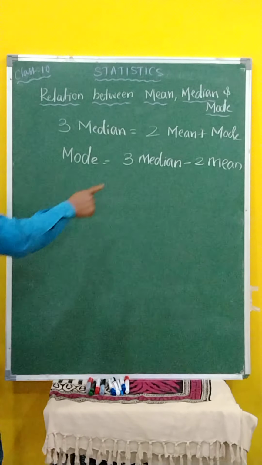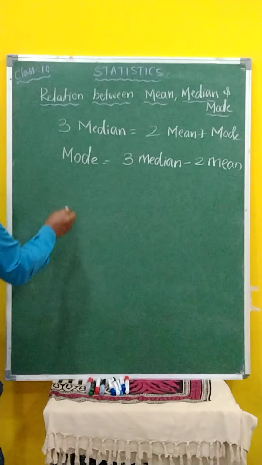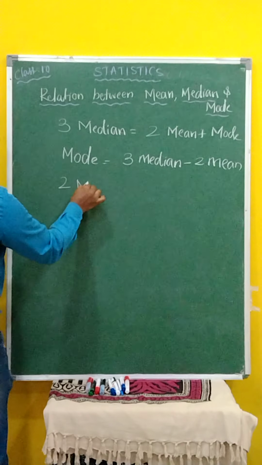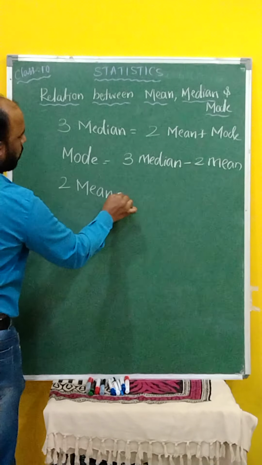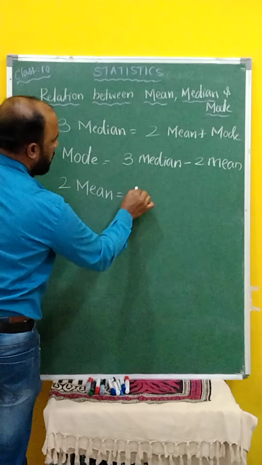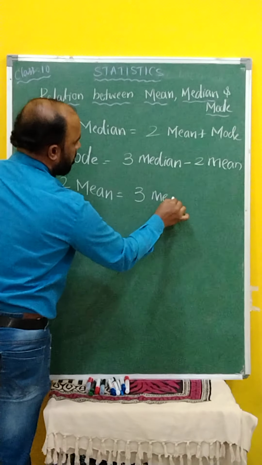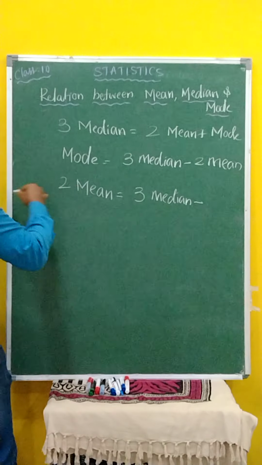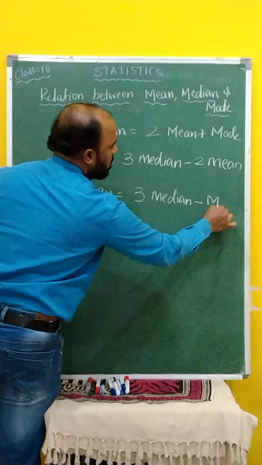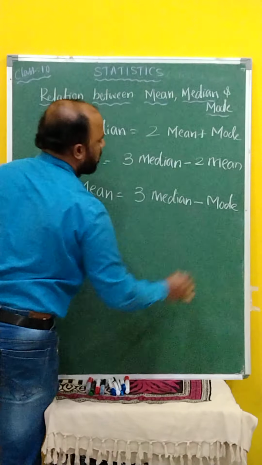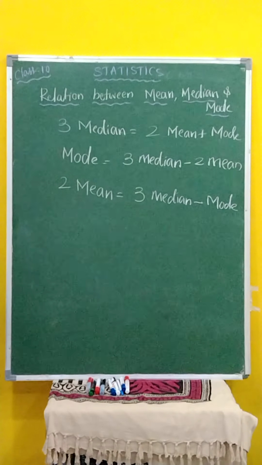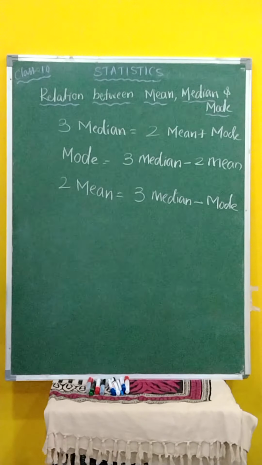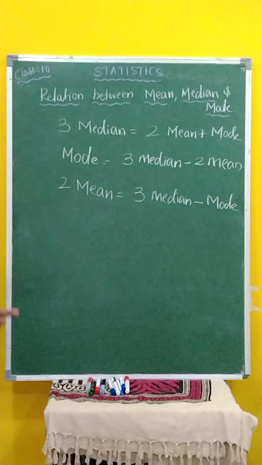Then what is the next one? This mean we will find out. 2 mean is equal to 3 median minus mode. Here this is called the empirical relation between mean, median and mode.